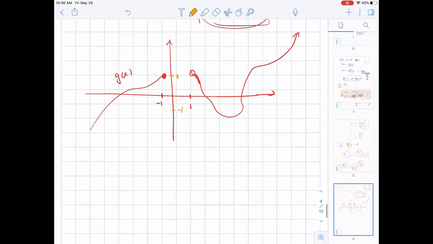What is the limit as x approaches -1 for g of x? No, it doesn't exist. The limit doesn't exist. That is right.